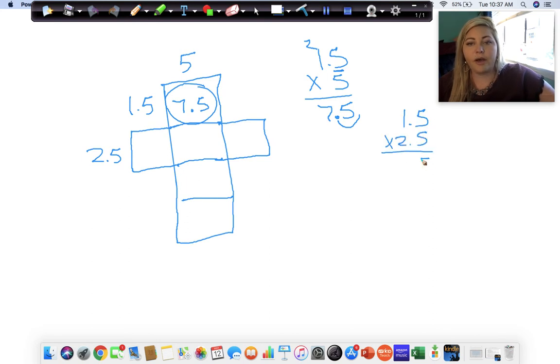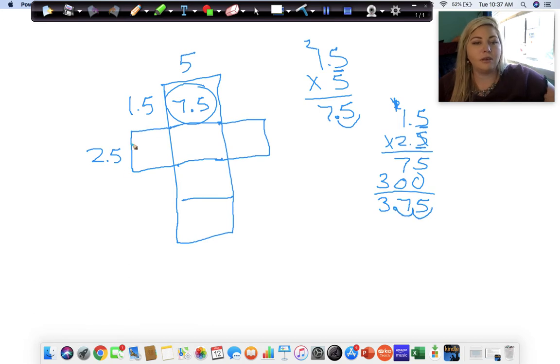So 5 times 5 is 25, carry our 2. 5 times 1 is 5, plus 2 is 7. 0 to hold our place. 5 times 2 is 10, carry the 1. 2 times 1 is 2, plus 1 is 3. Add these together. And then we have 2 decimal places. So we're going to start at the back and move it over once, twice. So this is 3 75/100.